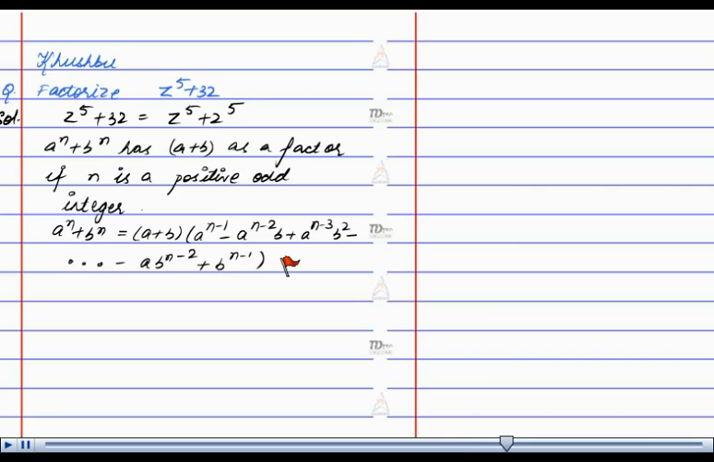Using this concept, z to the power 5 plus 32, that is z to the power 5 plus 2 to the power 5, can be written as z plus 2 into z to the power 4 minus 2z cube plus 4z square minus 8z plus 16. This is the required factorization.